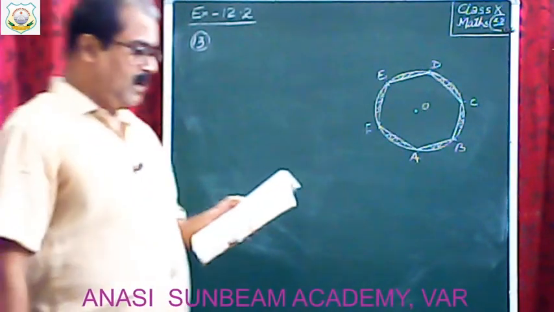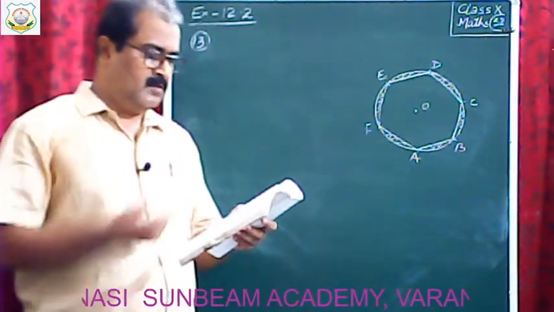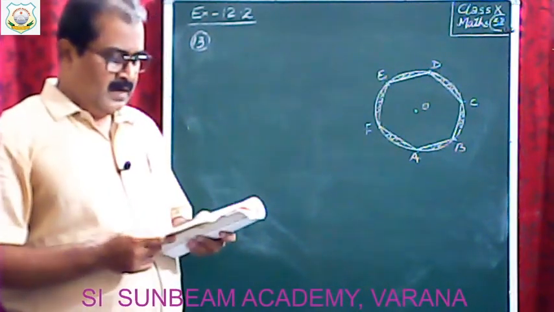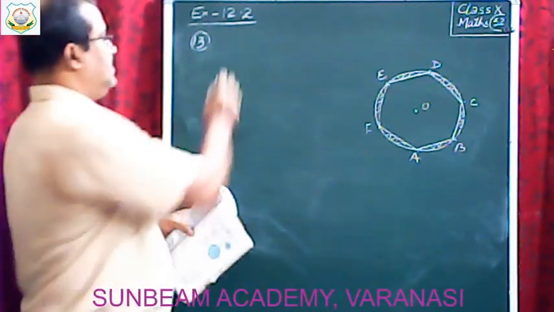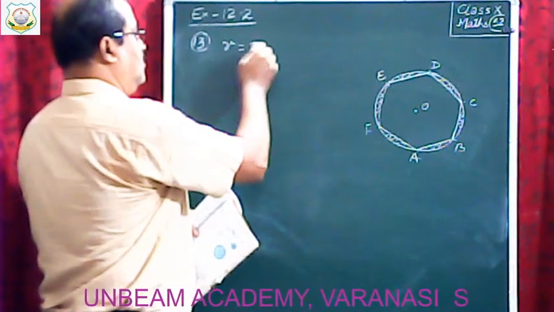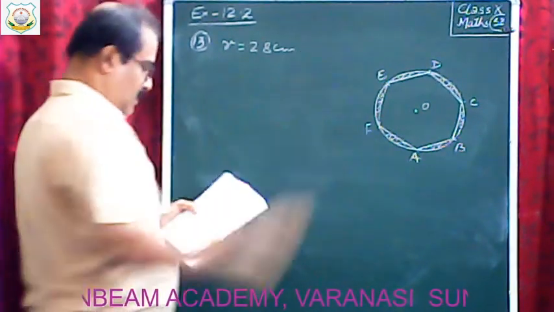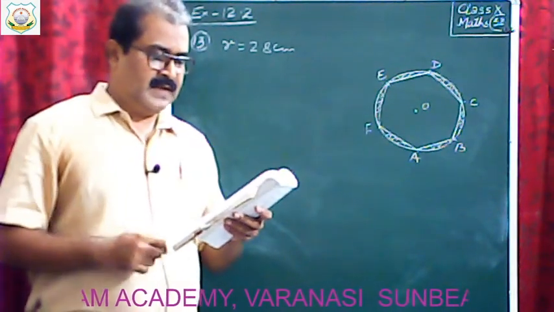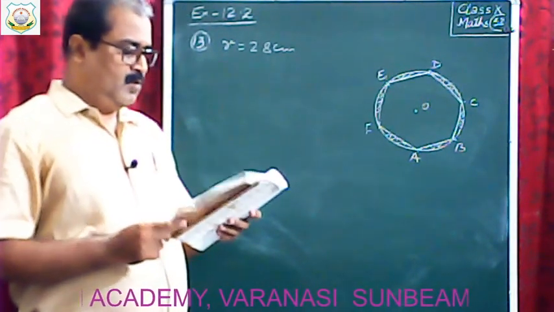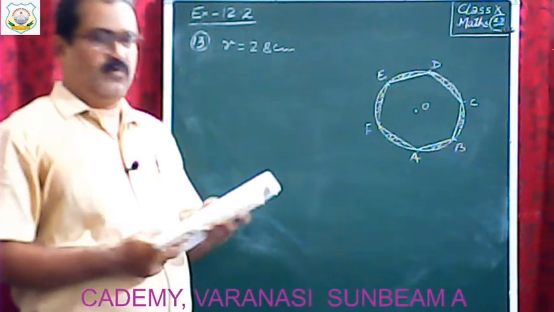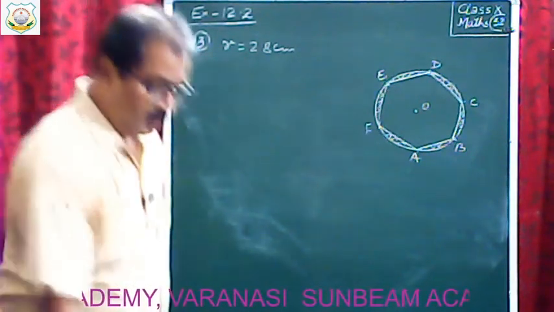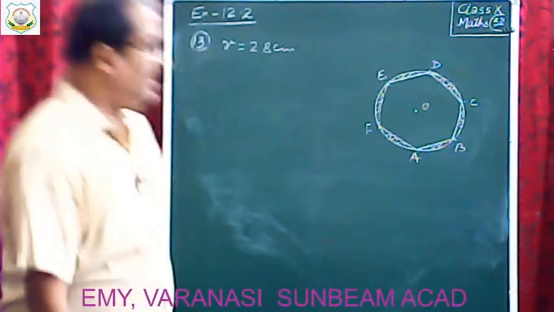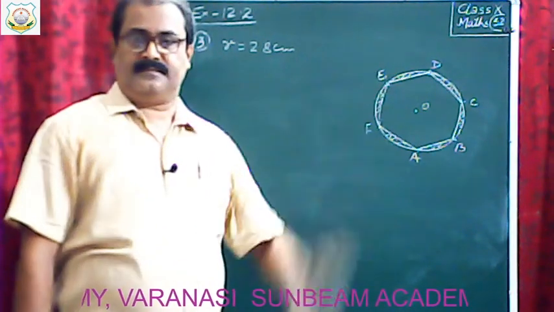So round table cover has 6 equal designs as shown in the figure. The radius of table cover is 28 cm. Find the cost of making designs at the rate of rupees 0.35 per centimeter square. So first of all, you have to find area of all 6 designs.